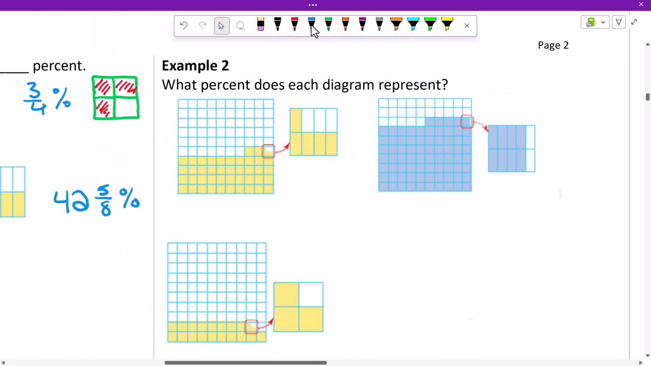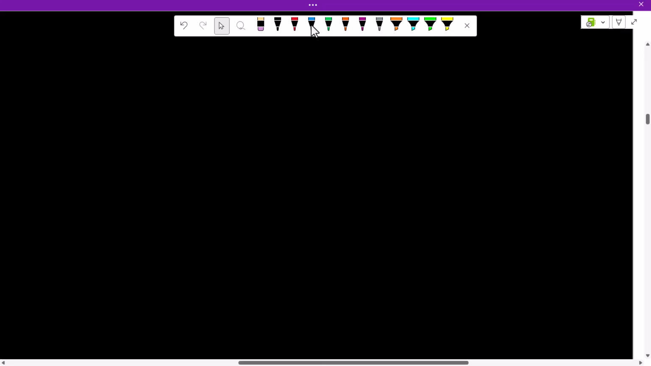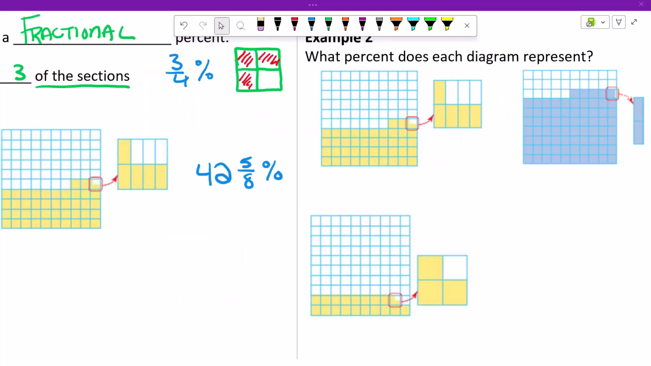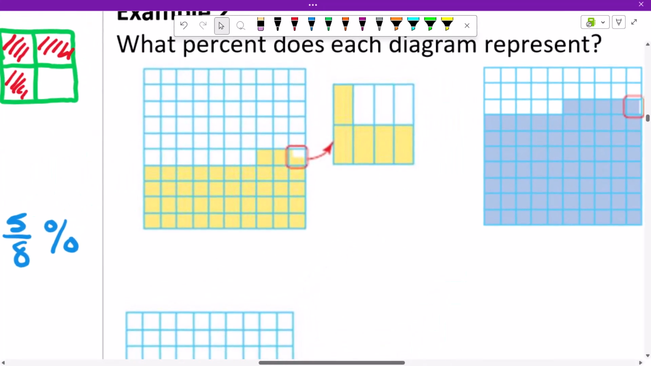Okay, do these 3 on your own. Ooh. Can I get the washing machine? No way, bro.